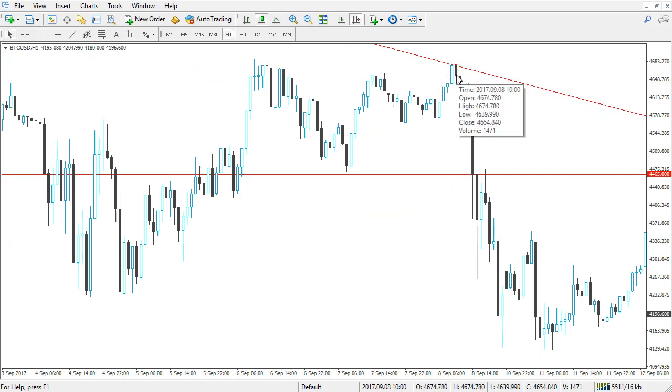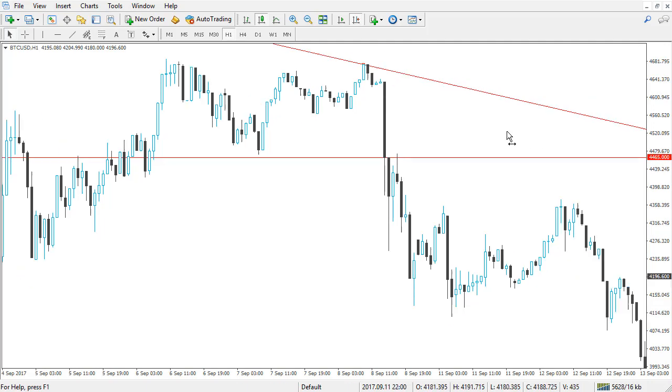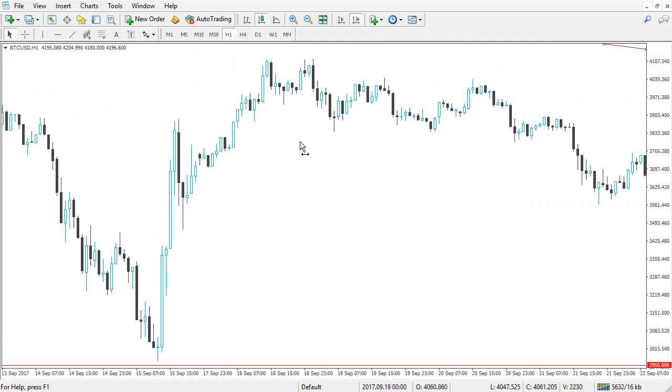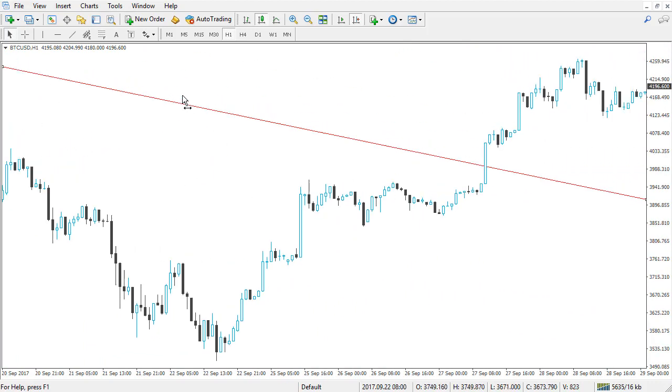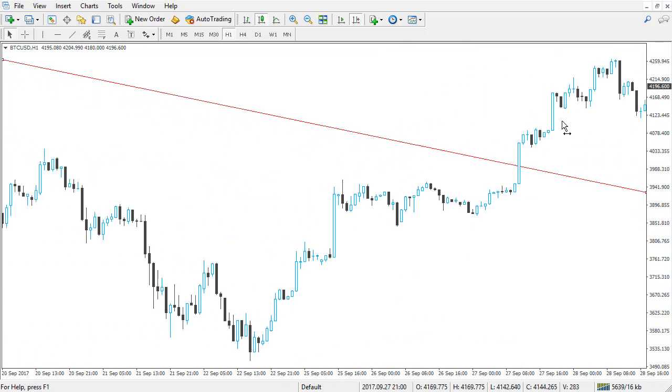Okay, let's see which one is higher. So the high of the negative bar is 4674, and this one is 4674.98. Very close. I need to put it on the higher one. So this was my recent high, and I will show you what was the execution of this trade exactly.